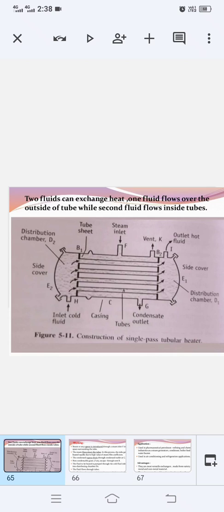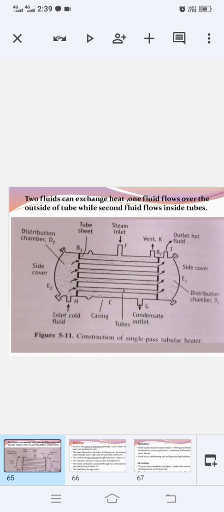Next, the fluid which is to be heated is pumped through the cold fluid inlet H into the distributing chamber D2. The cold fluid inlet is the H point, which introduces fluid into the distributing chamber D2. Now the fluid will flow through the tubes, and the steam and the fluid are physically separated but are in thermal contact through the thin tube walls. That's why the tubes present inside the casing are thin walled.